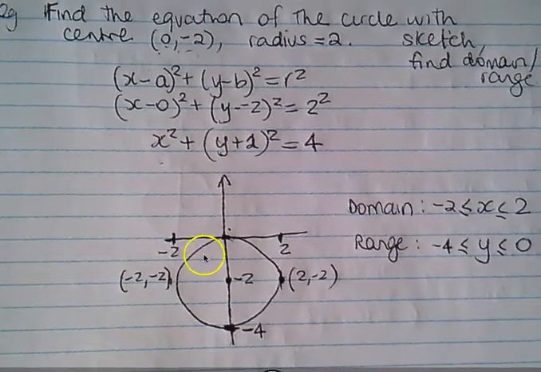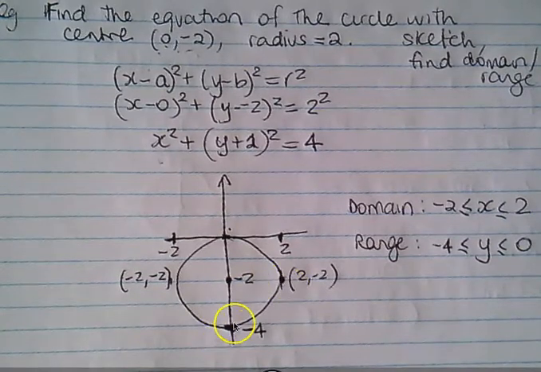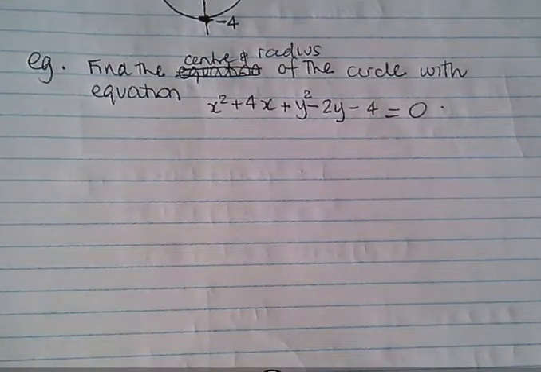So the domain is from -2 less than or equal to x less than or equal to +2, and the range from -4 through to 0, including both points, okay? The center and radius of this circle, we're also going to find the domain and range.